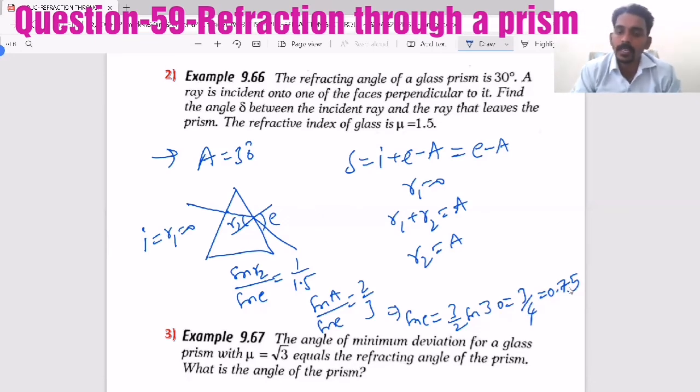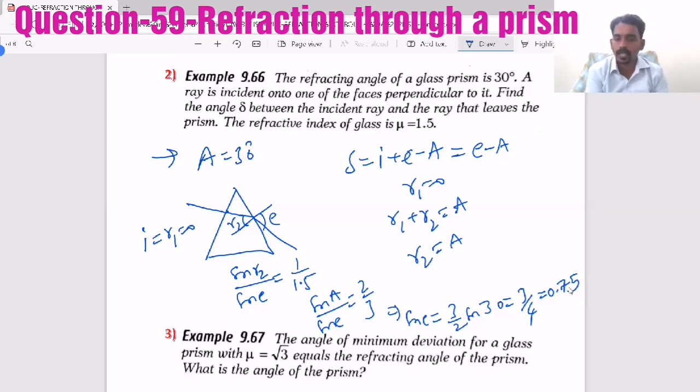So you have to take an approximate value. But in the examination, they will mention what is sine inverse 0.75. So you can substitute that value, then you can solve it. Otherwise, they will not give such a question. So if it is, suppose, root 3 by 2, then E will become how much? 60 degrees. Then the delta value you can find easily.